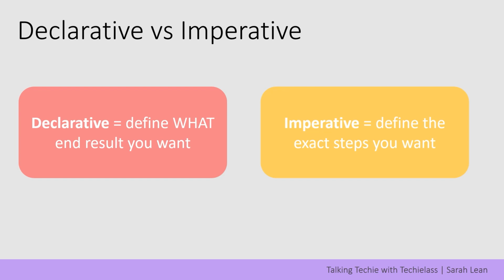Declarative is often preferred in the infrastructure as code world because it can simplify the code and make it easier to maintain and scale, while reducing the risk of human error.